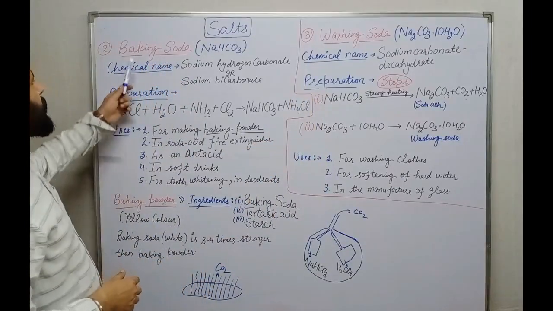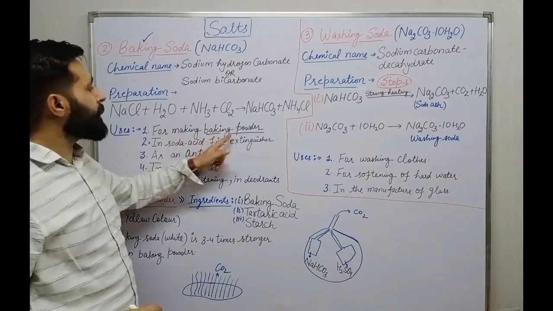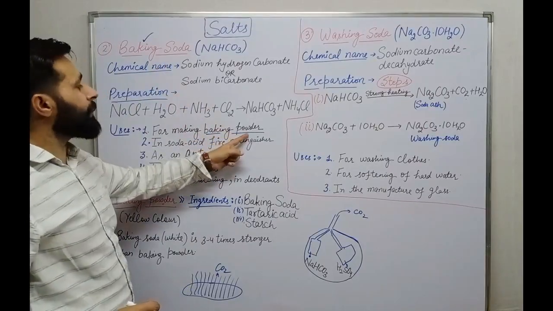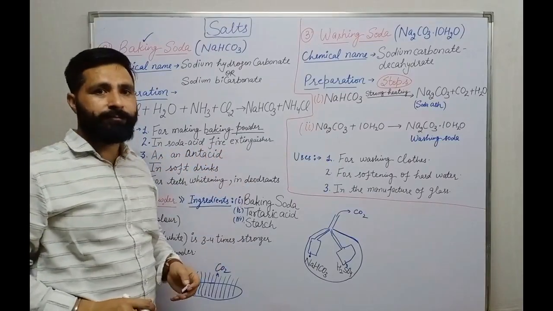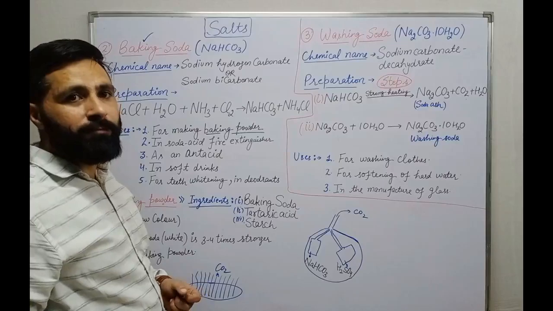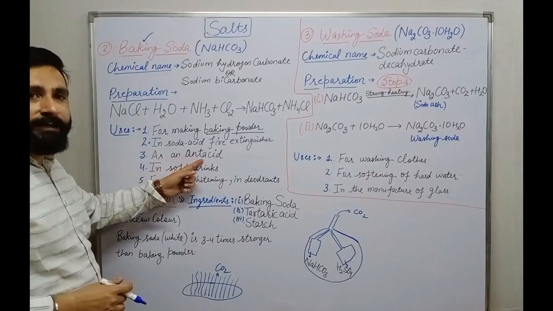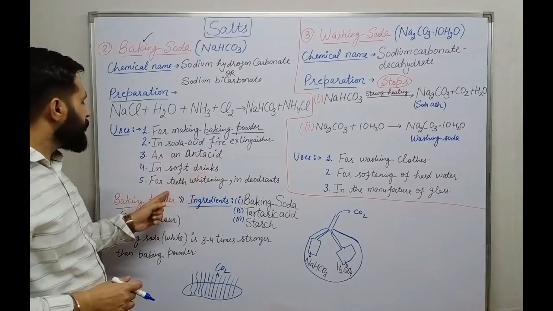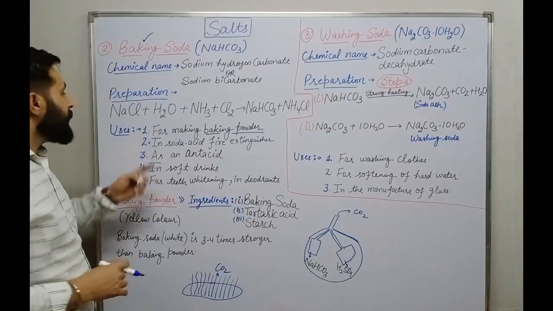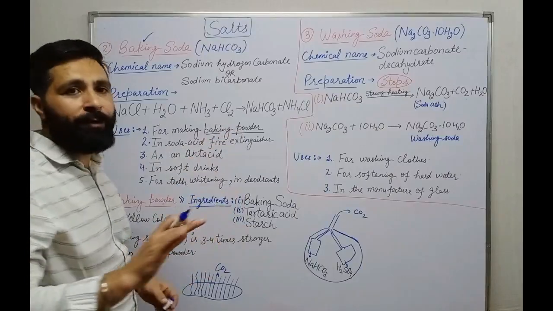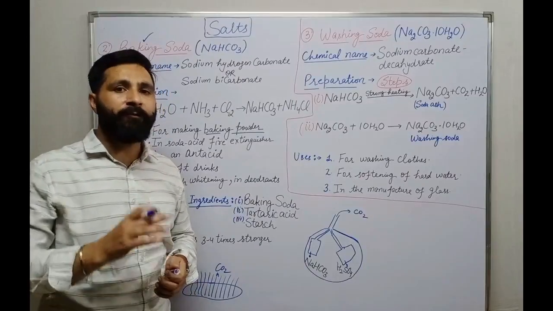So what are the uses of baking soda? As its name tells, baking soda, baking, for making baking powder. From soda to make baking powder. In soda acid fire extinguisher, to save our houses or buildings from fire. As an antacid, in soft drinks, for teeth whitening, in deodorants. So first I am telling the uses one by one. For making baking powder, how baking powder is prepared from baking soda.